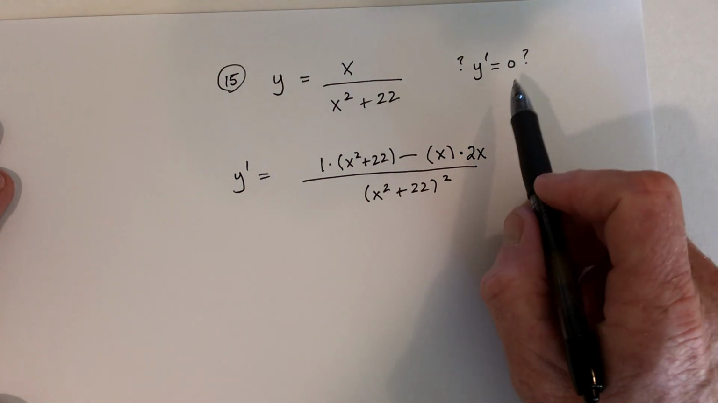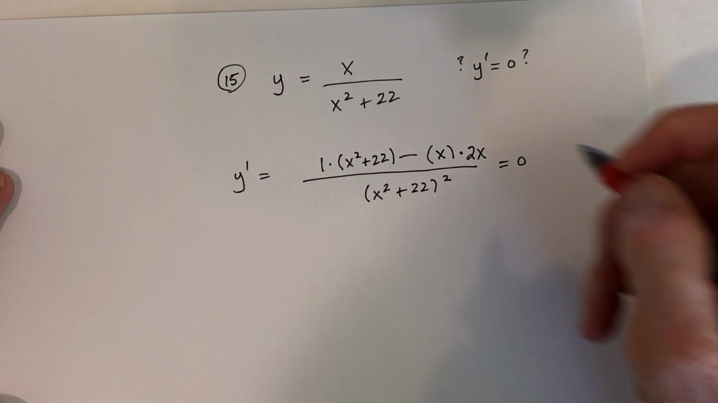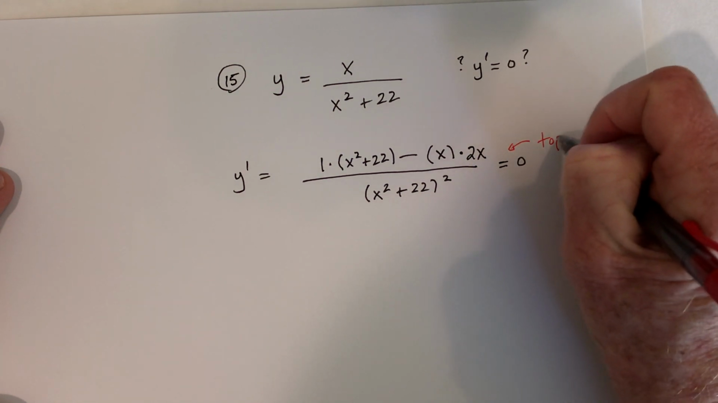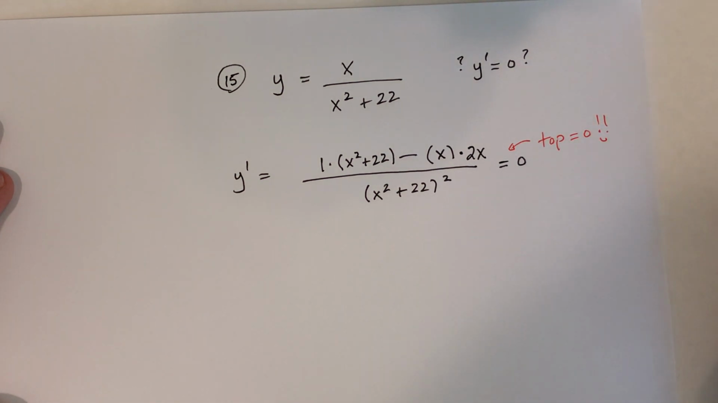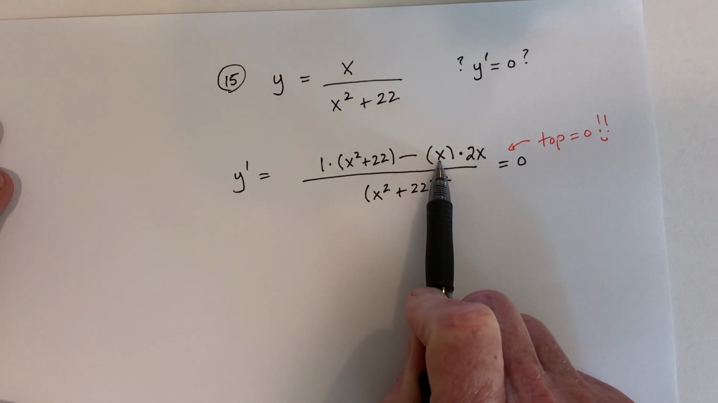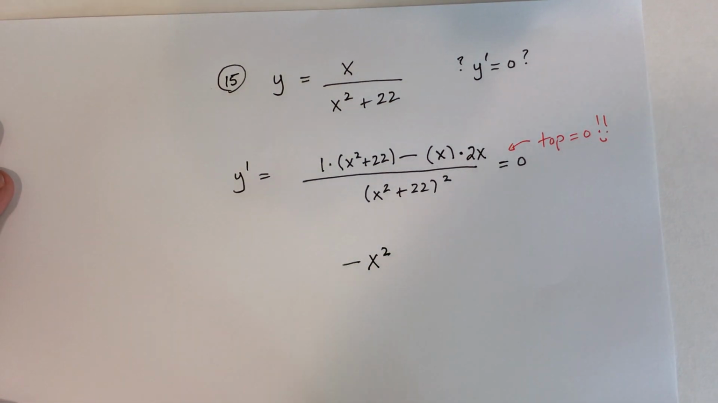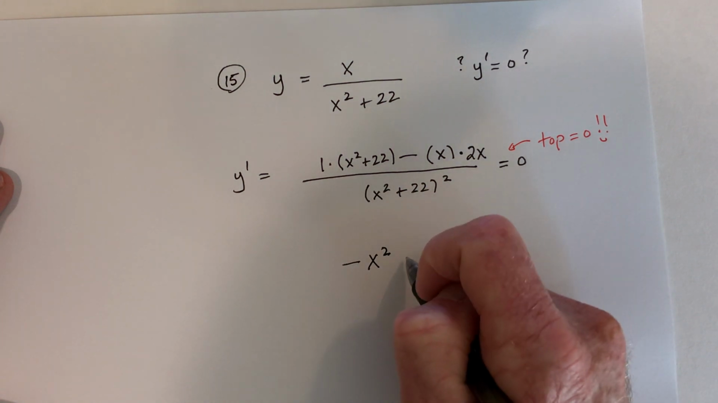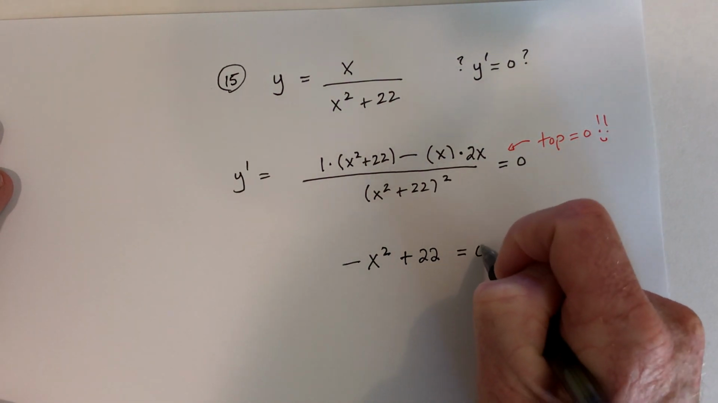Now the good news is, when you have a fraction, when does it equal 0? Well, it equals 0 only if the top equals 0. Which is good news because that cuts our work in half. That means we don't even have to pay attention to the bottom. All we need is the top. So on the top right here, there's 1x squared, and this would be minus 2x squared. So negative 2x squared plus 1 is going to be negative x squared. And then there's a 1 times 22, so that means it's plus 22. And then that's the top, and then we just need to see when does that equal 0.